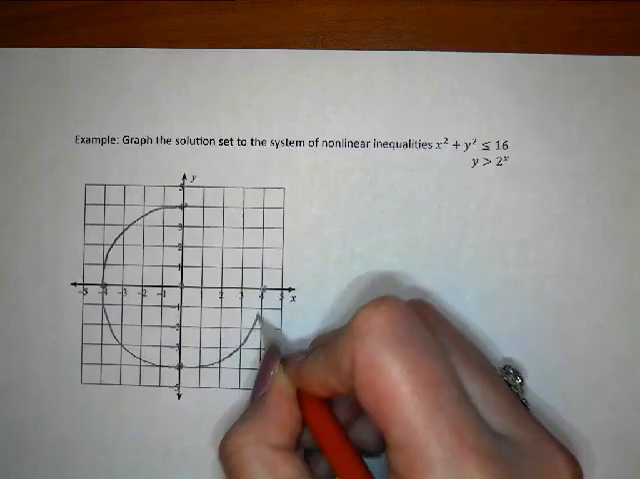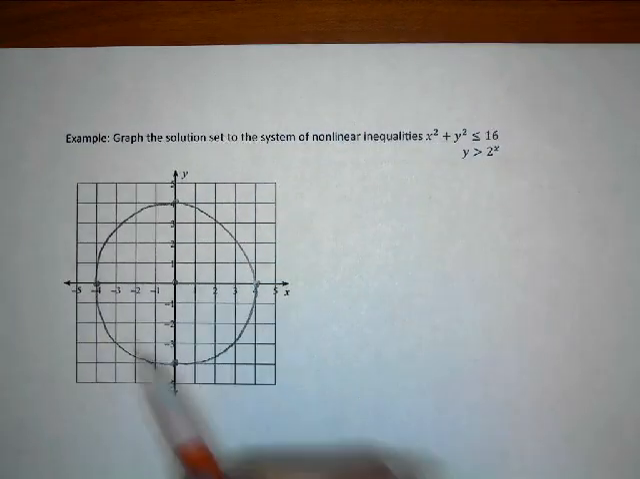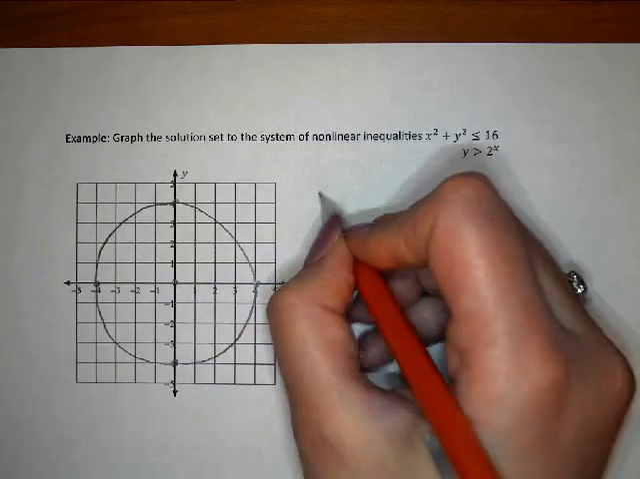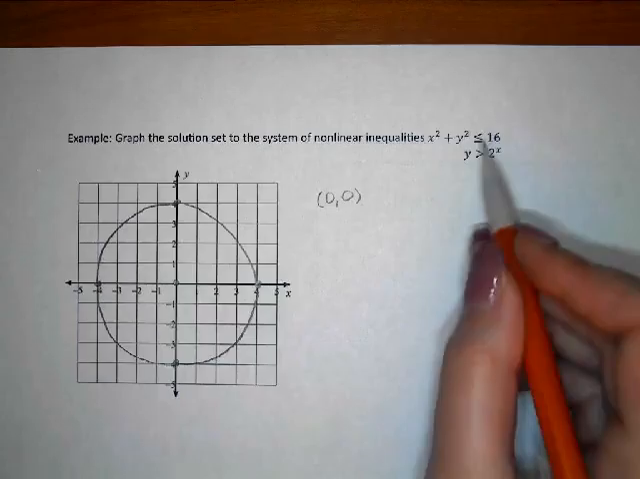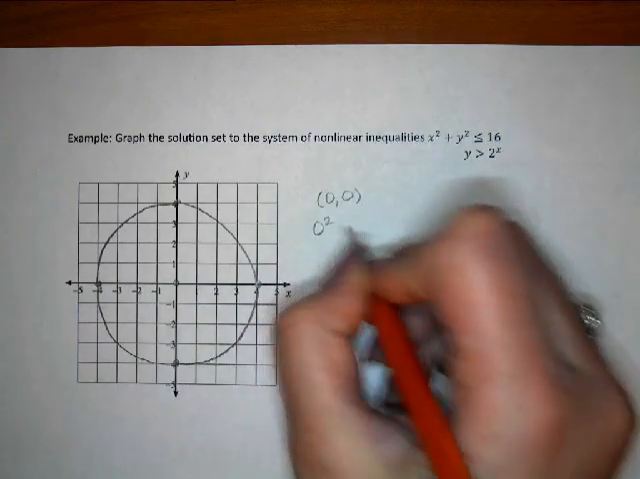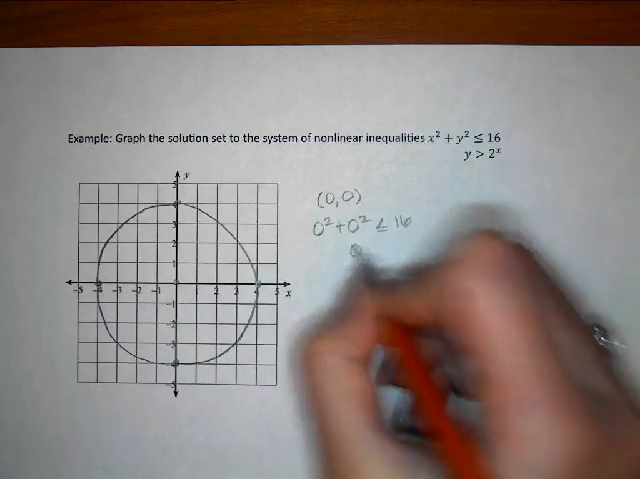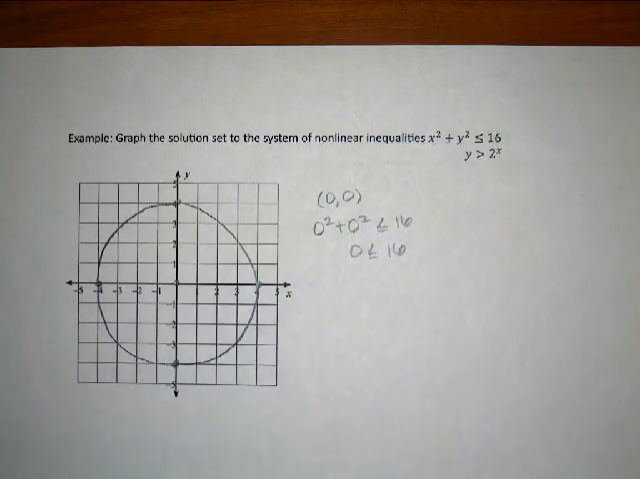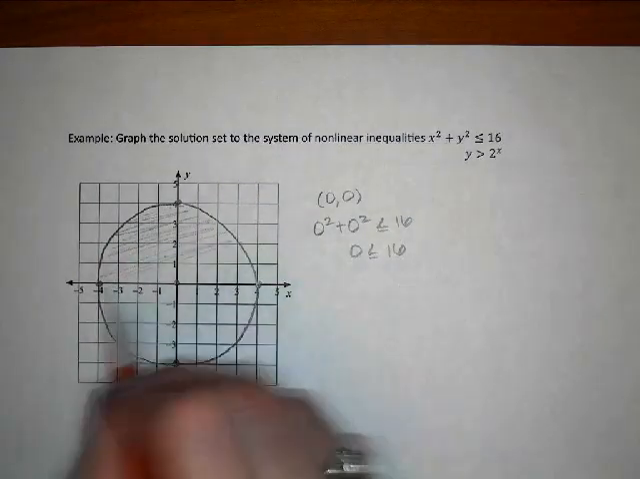All right, and I'm going to plug in 0, 0 to see if I should shade inside the circle or outside the circle. So 0 squared plus 0 squared is less than or equal to 16. And that is true. So I'm going to shade inside the circle for that one.